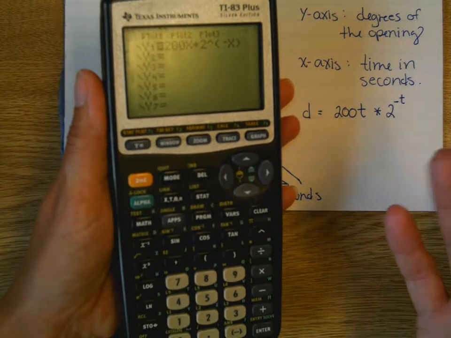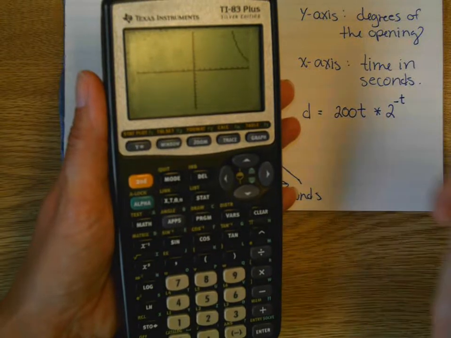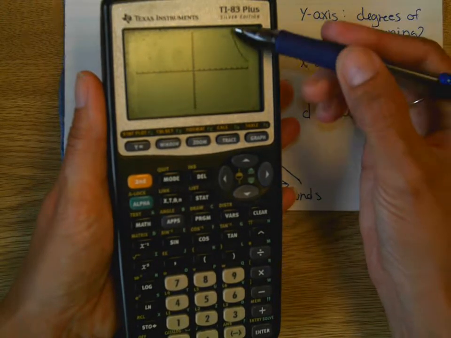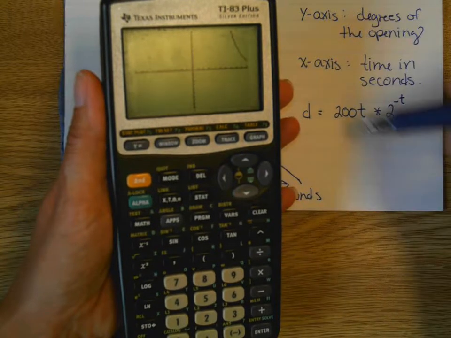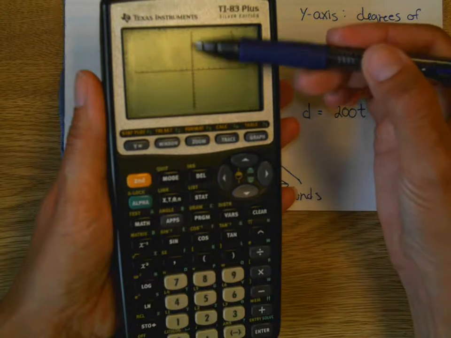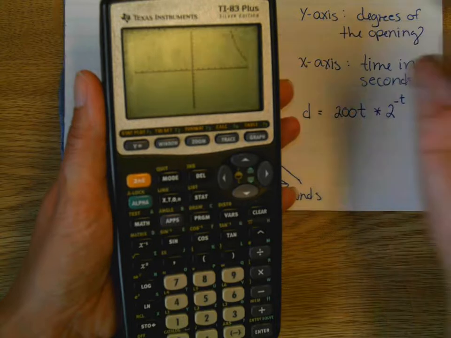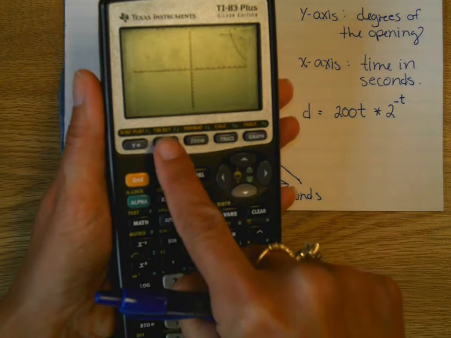Okay, now if you just hit graph, you may not see anything. You can catch a little bit of the graph over here. And the reason we're not seeing it is the window's not quite right. Remember, on a standard window, this is only going 0 to 10, and this is degrees. So this was only showing me the first 10 degrees of the opening. So we're going to go to Window.